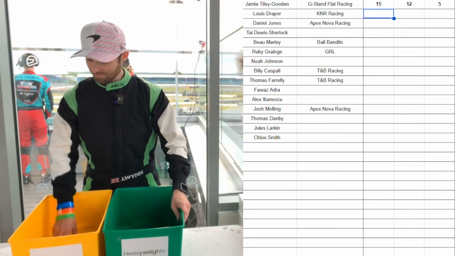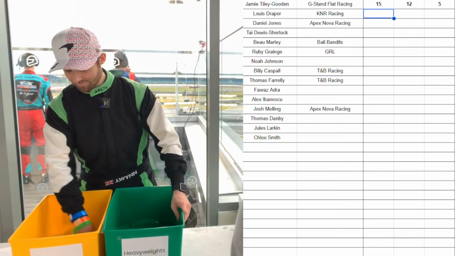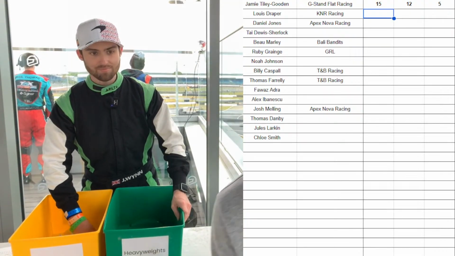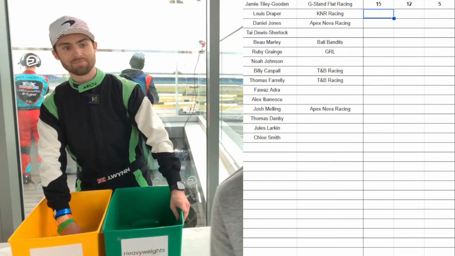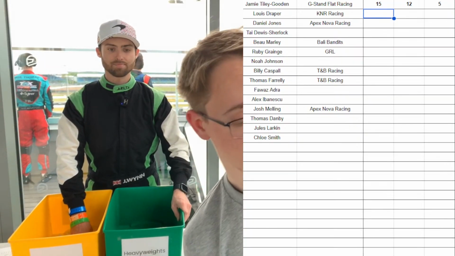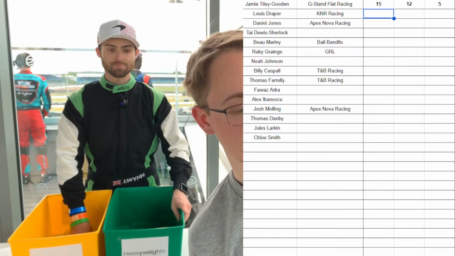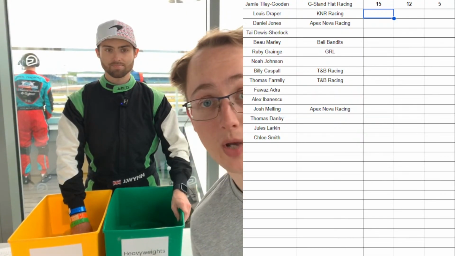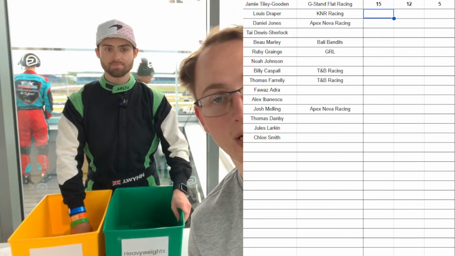Josh has got a physical version of this as well, so if the internet goes down on me, we'll do it just based on paper there. But Jamie Tyler-Gooden, you're starting in 15th, 12th and 5th. By the way, this assumes that there are going to be 20 drivers, which is the capacity for each grid. If there ends up being slightly less, we'll change over to the appropriate grid sheet and the numbers will change accordingly. But we're going to proceed under the assumption there'll end up being 20 of you in each class.